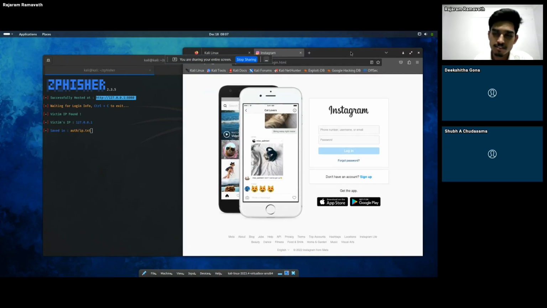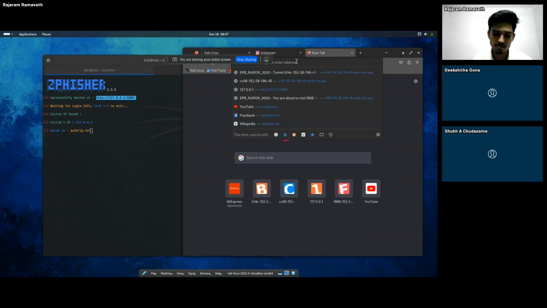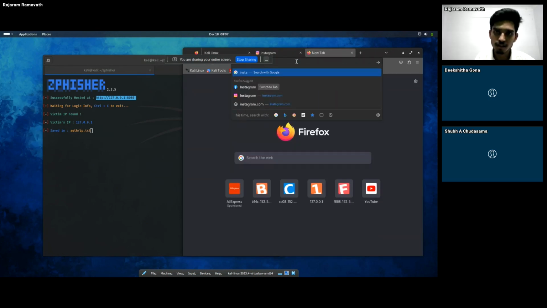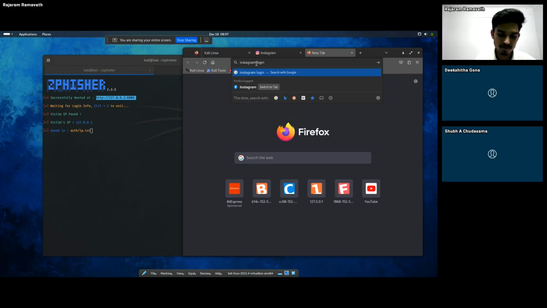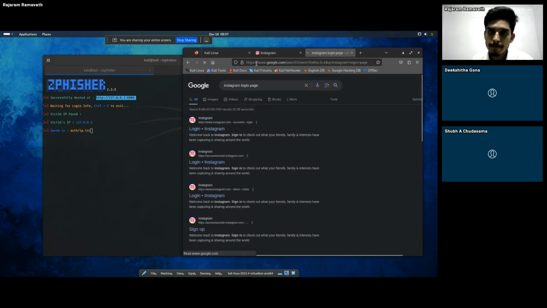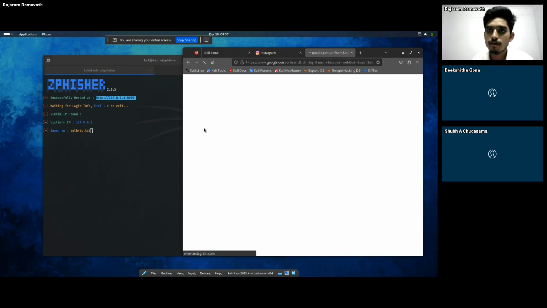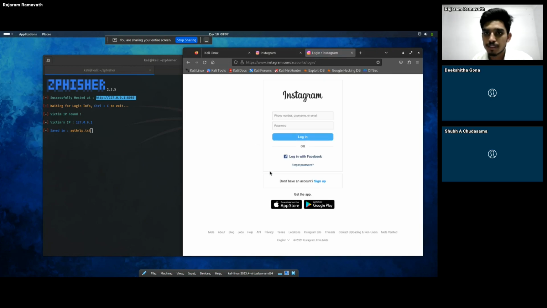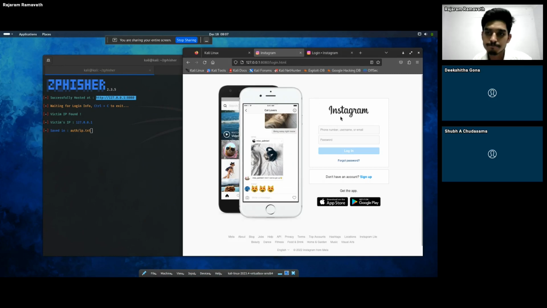Yeah, we can see it's loaded. It looks as original as the login page of Instagram. Let's search for the Instagram login page manually on Google. See, same. It looks as original as the Instagram login page. I'm trying to enter some stuff here.